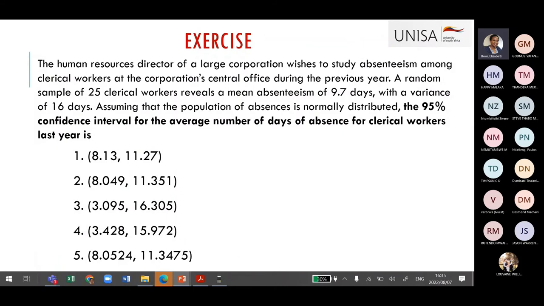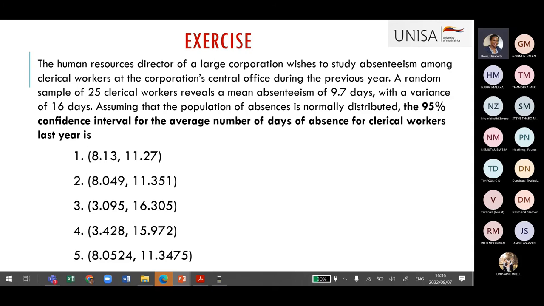The human resource director of a large corporation wishes to study absenteeism among the clerical workers at the corporation's central office during the previous year. A random sample of 25 clerical workers revealed a mean absenteeism of 9.7 days, with the variance of 16 days. Assume the population of absences is normally distributed. The 95% confidence interval for the average number of days of absence for the clerical workers last year is.